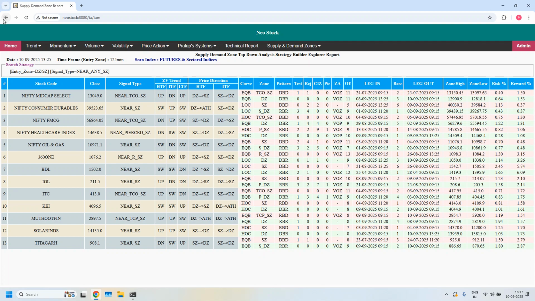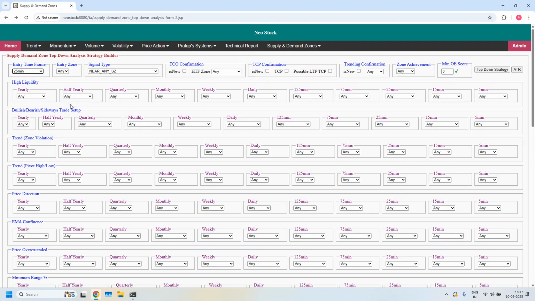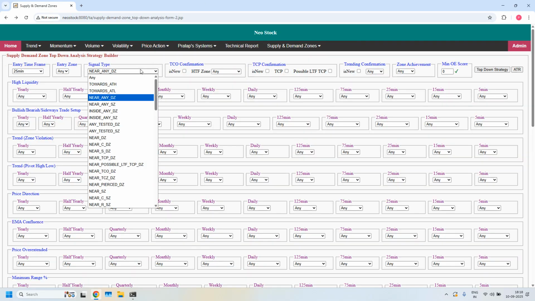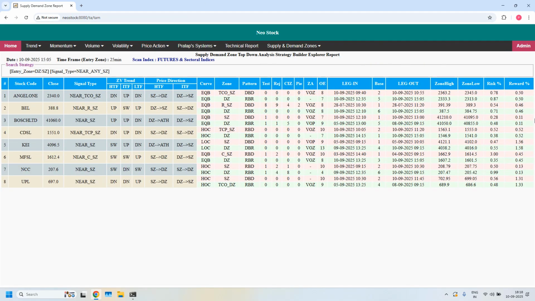So the next time frame is 25 minutes. Stocks near the 25 minutes demand zone, we got 6 stocks. Next, stocks near the 25 minute supply zone, we got 8 stocks.